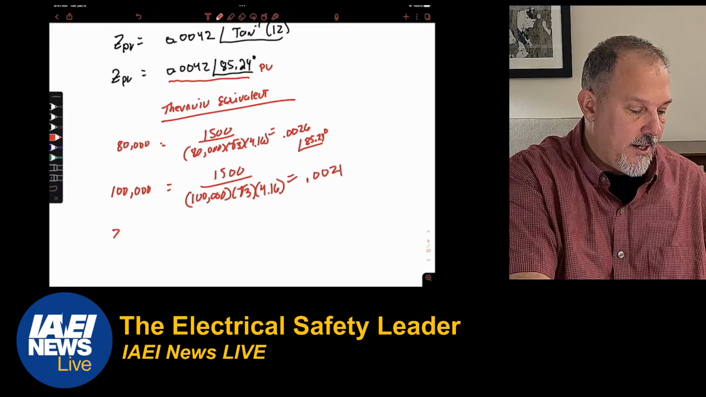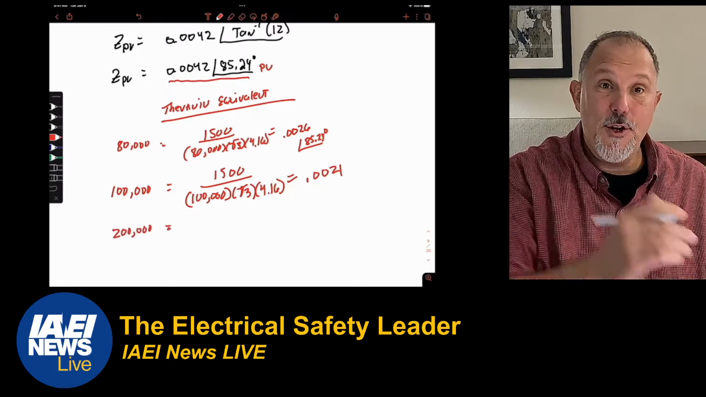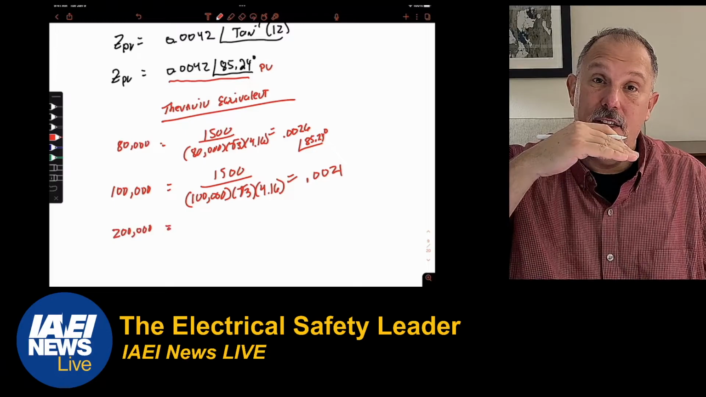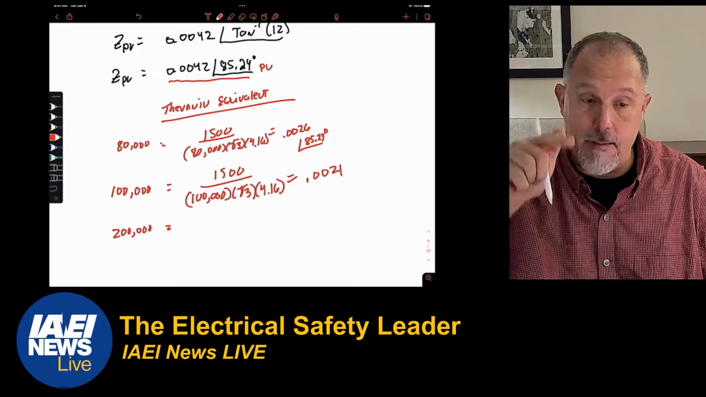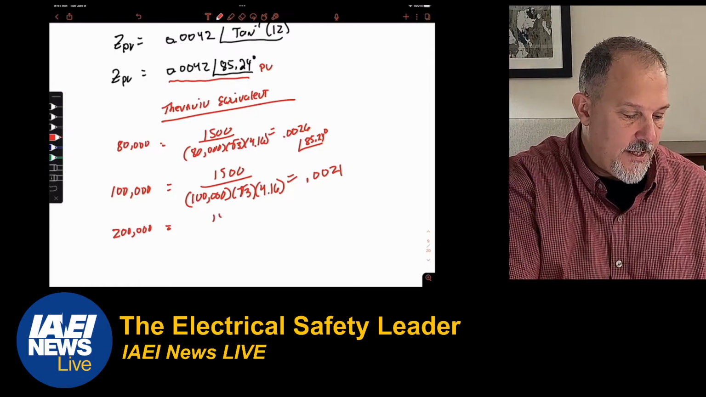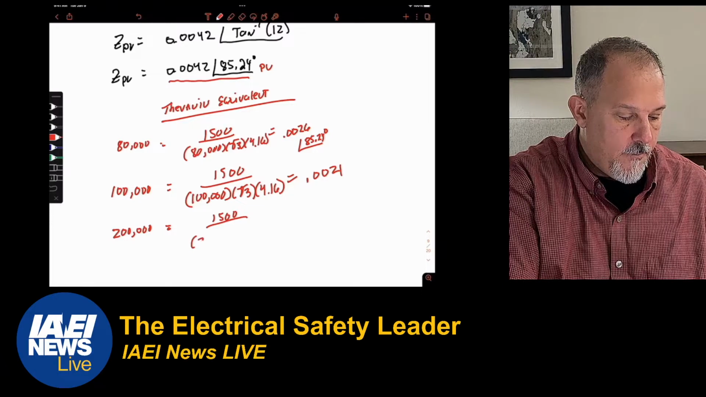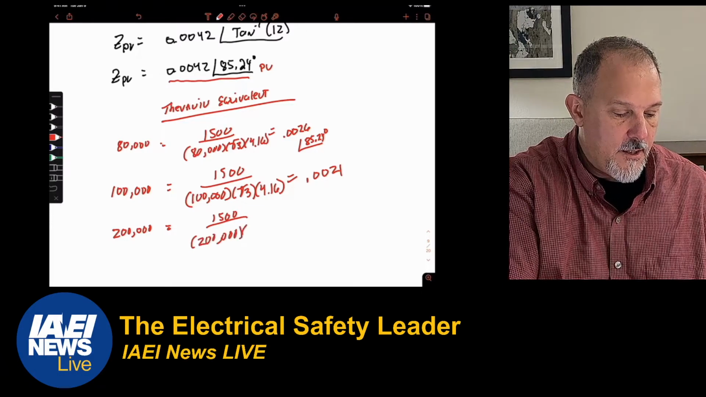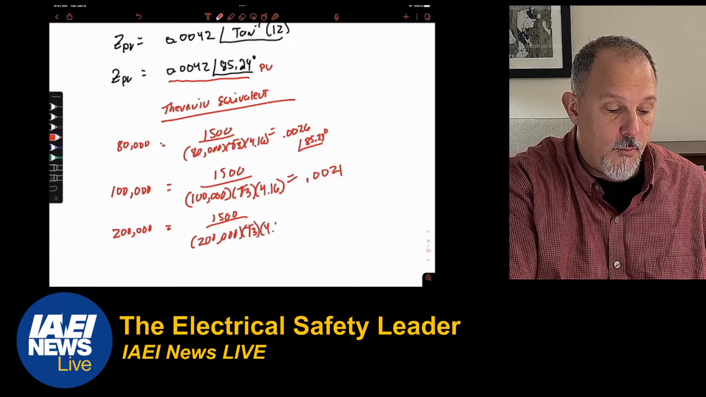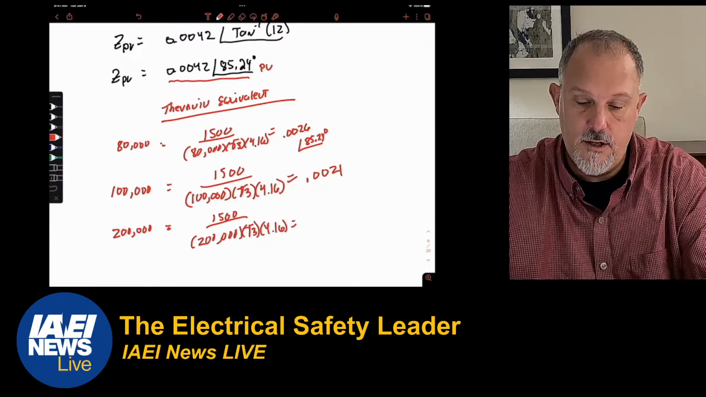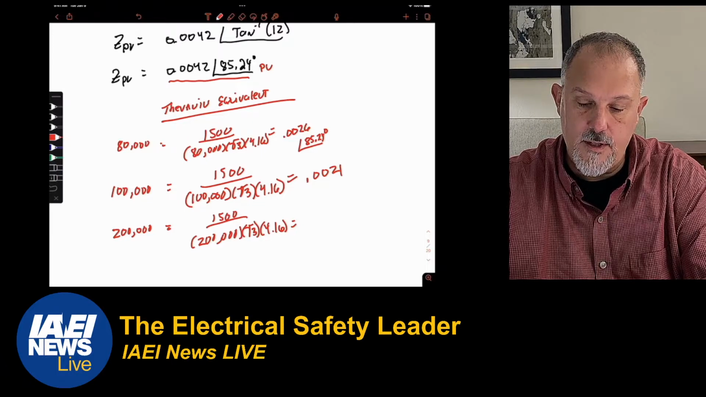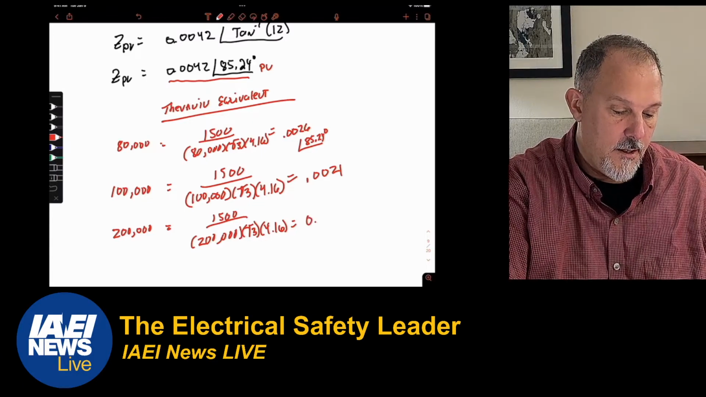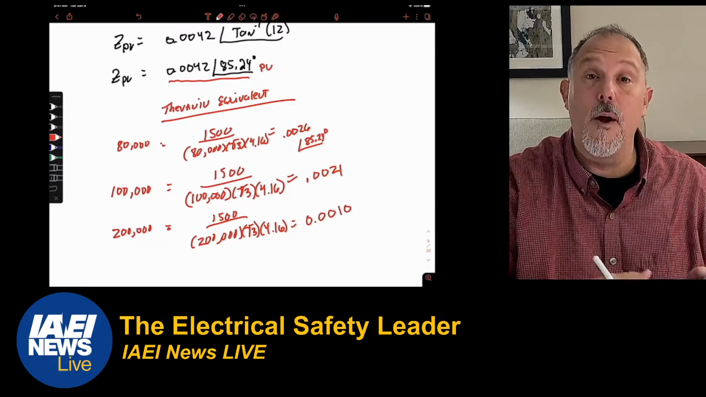Let's do 200,000 amps. Now, what you should be seeing is the more current that I have, the higher the fault current, the lower the impedance. So 1,500 divided by 200,000 amps divided by the square root of 3 divided by 4.16 equals 0.0010.